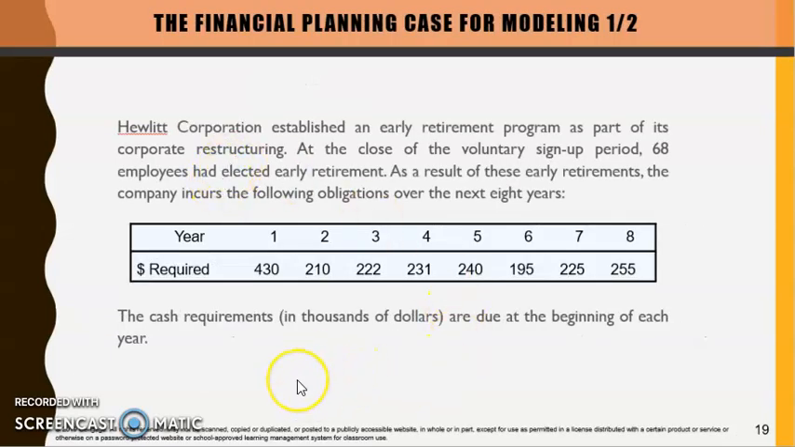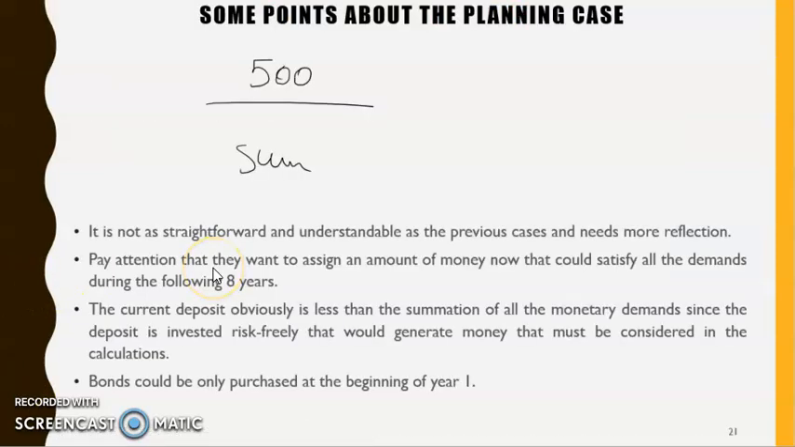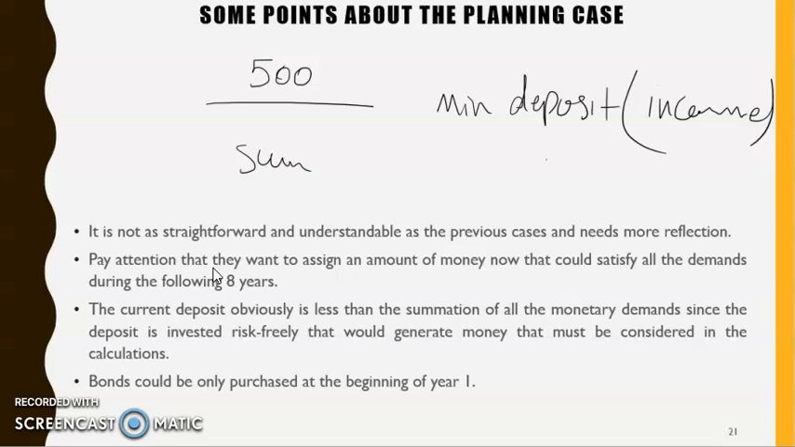For example, 430, 210, 222, 231, and like that. If you sum all of them, the value that you have, of course, is greater than the minimum deposit. Why? Because the minimum deposit that you make will get income because of bonds interest and saving interest.